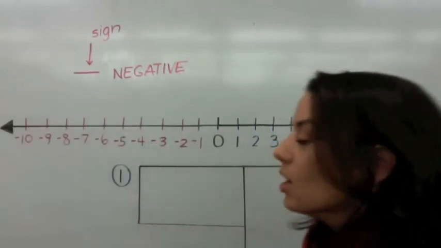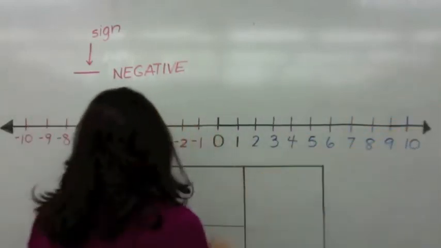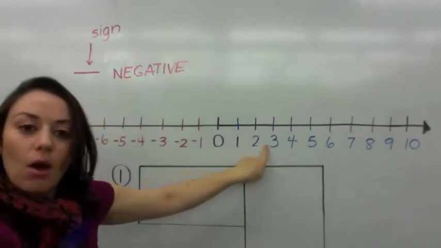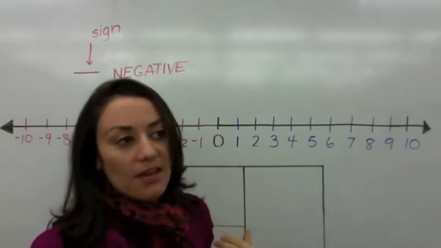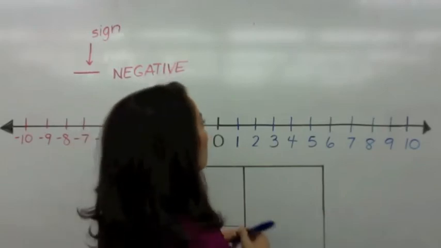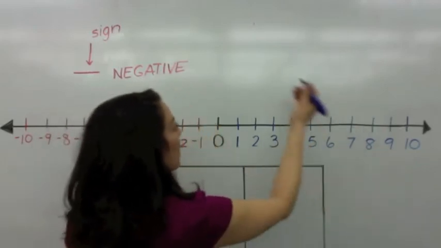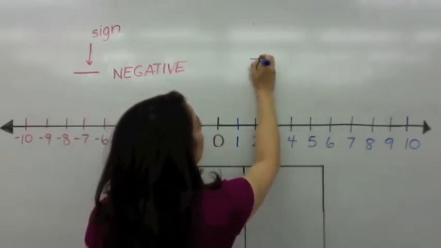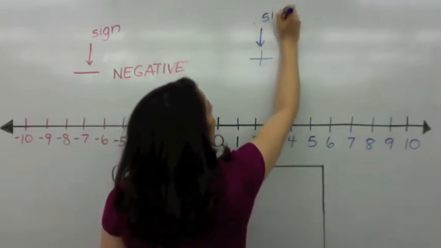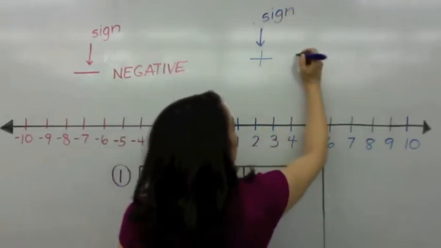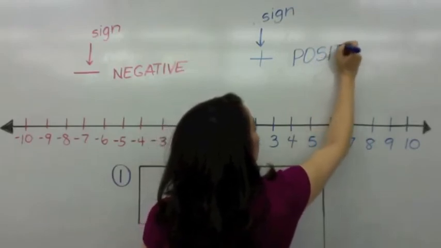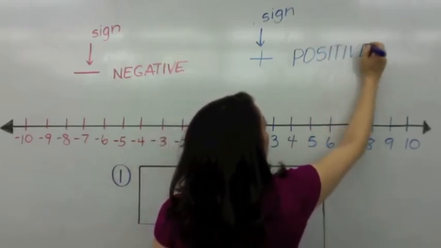Okay. On the right side of the number line, although you do not see the sign, what are these numbers? Are they negative or, what's the opposite of negative? Positive. So the sign for the numbers on the right side of the number line is a plus sign. So this is called a sign, and the sign is positive. So go ahead and write that down.